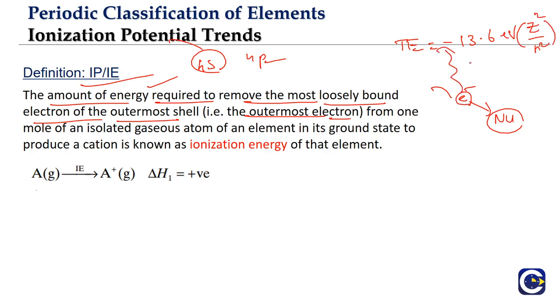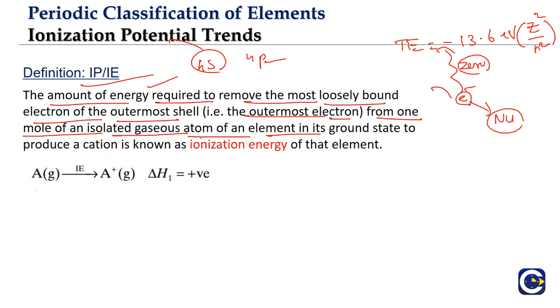We want to remove it, which means the total energy becomes zero for the electron. So we have to supply that much amount of positive energy so that the total energy of the electron becomes zero. So what is the definition of ionization energy? It is the amount of energy required to remove the most loosely bound electron of the outermost shell from 1 mole of an isolated gaseous atom of the element.